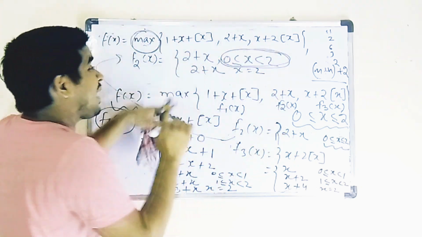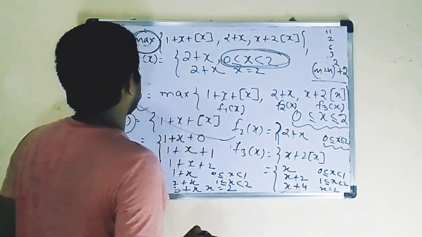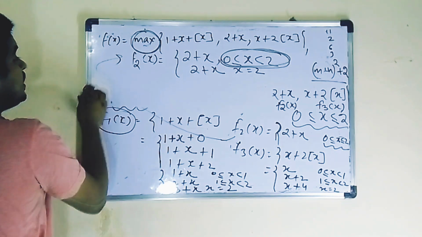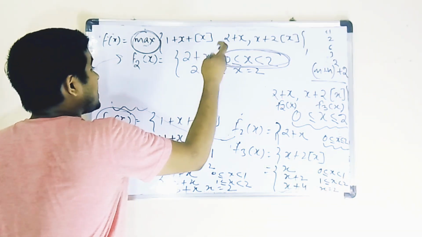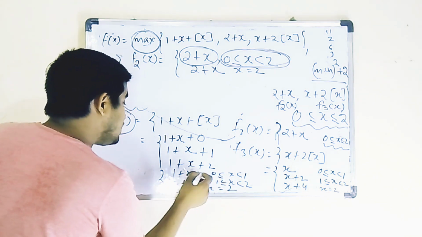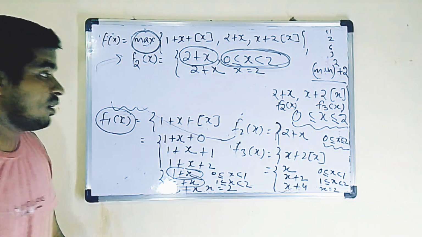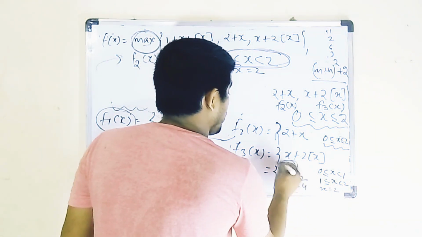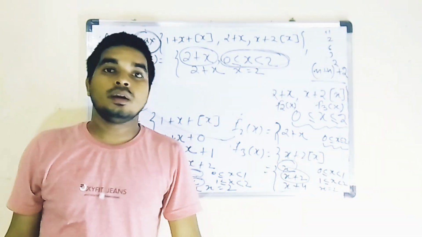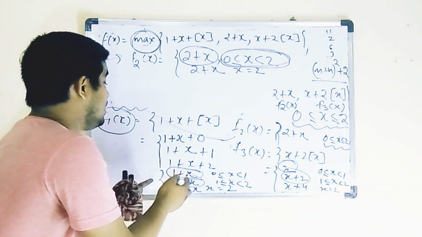If I have to find the maximum of the functions, what are the functions available? See, 2 plus x is available. Between 0 to 2, we have to consider this also, and this also. 1 plus x is also available, 2 plus x is also available, x is also available, and x plus 2 is also available, because the interval is positive. So can I say directly the maximum value is 2 plus x?